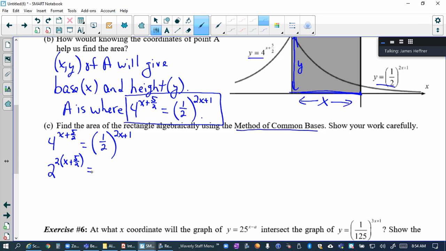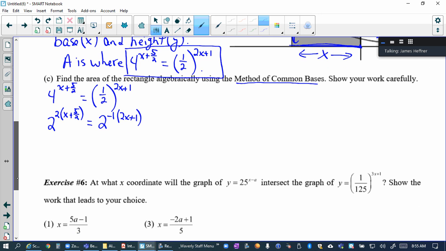Okay, and the other side, 1/2 would become 2 to what power? 2 to the negative 2. Hmm, oh no, 2 to the negative 1. 2 to the negative 1 power, parentheses 2x plus 1. Okay. Did I lose anybody there? All right, so now we can solve these for x, can't we? So what's our equation here?